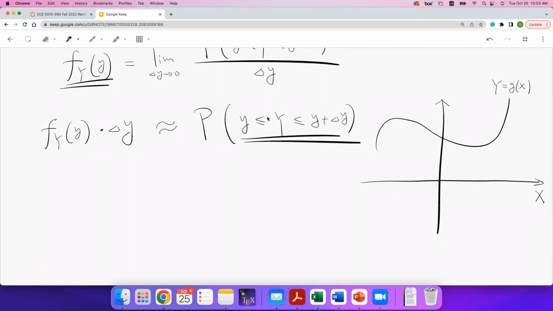So this event is defined by the intersection of two horizontal lines. One is y, one is y plus delta y. Now we look for all the x so that this g of x is in between these two horizontal lines. Now if you look carefully, we have many different intervals that satisfy this inequality. This is one, and we have this one.